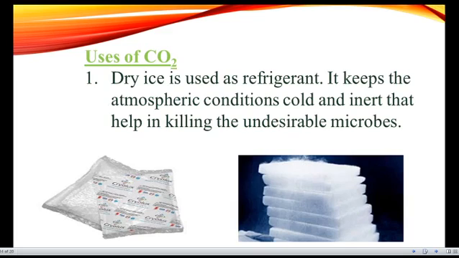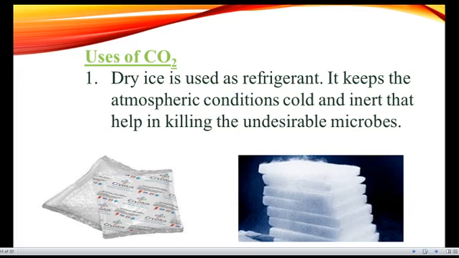So let us pass on to the uses of carbon dioxide. What are the uses of carbon dioxide? First one, we discuss dry ice. I told you, under very low temperature, nearly around minus 70 degrees Celsius, carbon dioxide is turned into dry ice. Solid carbon dioxide is also known as dry ice, which is used as a refrigerant. So that is a cooling agent.